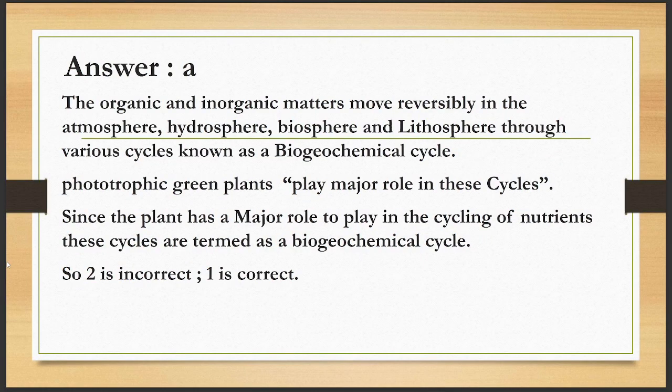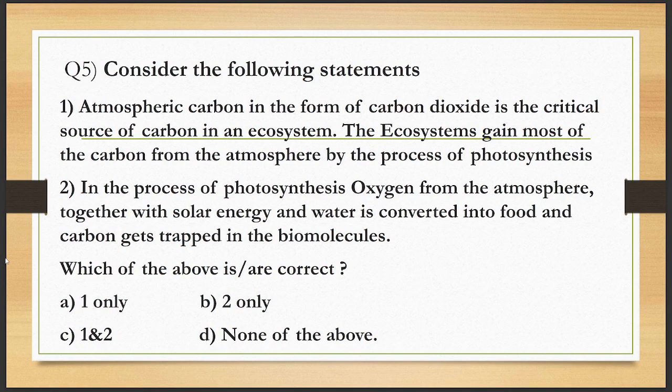So the correct answer is 1. Statement 2 is incorrect here because in biogeochemical cycles, phototrophic green plants play a major role. They have a major role to play in these biogeochemical cycles. So that's why the second is an incorrect statement. 1 is absolutely correct. Now let's move to the next question.